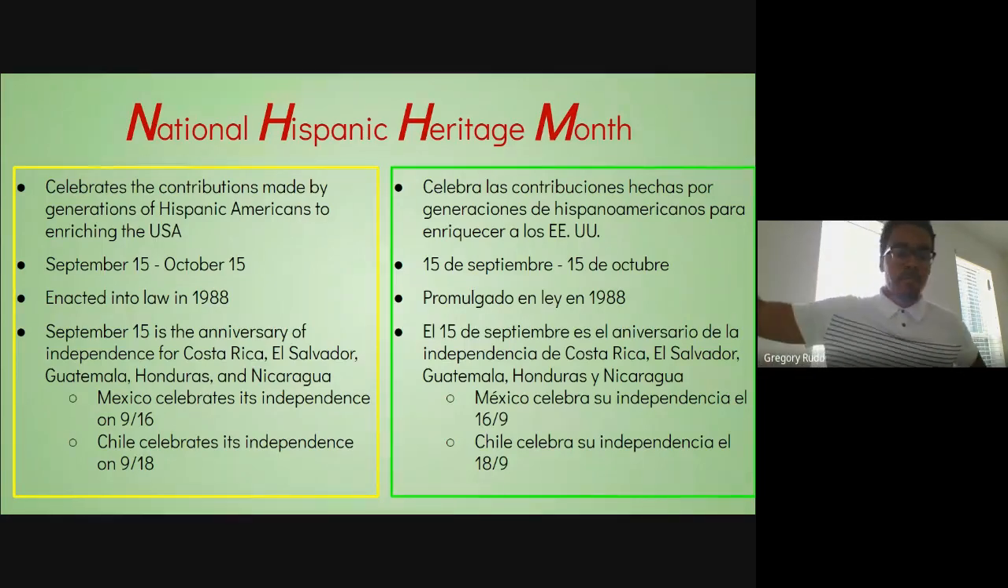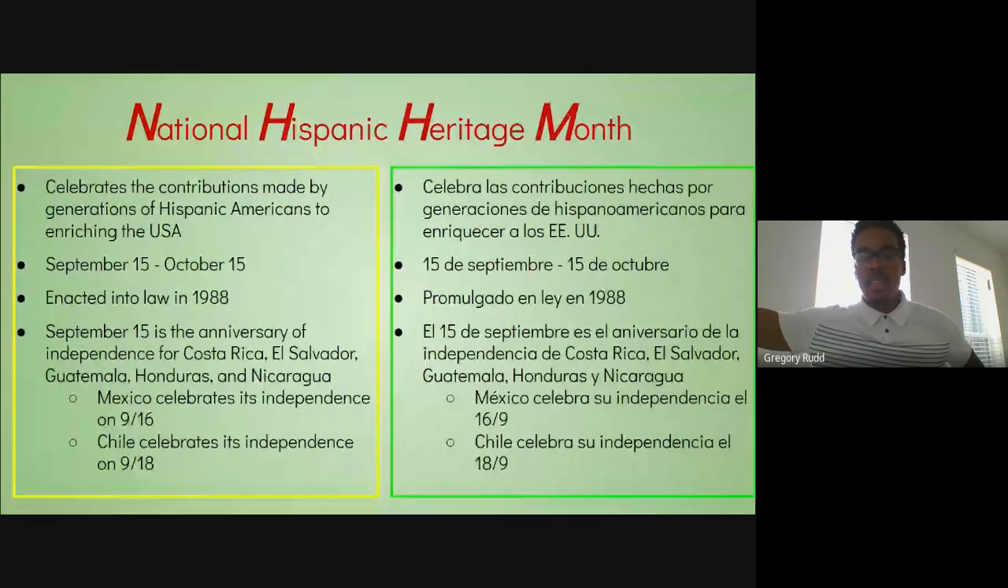And the reason why it starts on September 15th instead of September 1st or October 1st is because today is actually the anniversary of independence for 5 Central American countries: Costa Rica, El Salvador, Guatemala, Honduras, and Nicaragua. And if you know anything about geography, those countries are all very closely located on the map, and they're all in Central America, and they all celebrate their independence from Spain on September 15th.